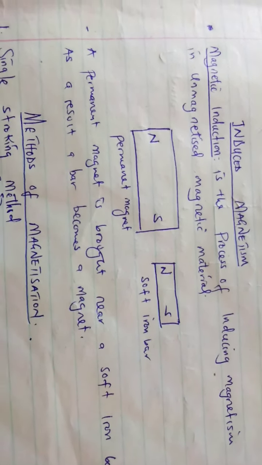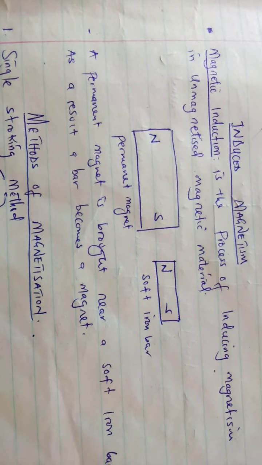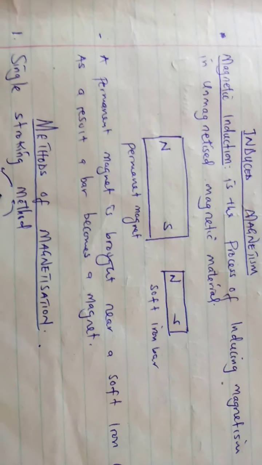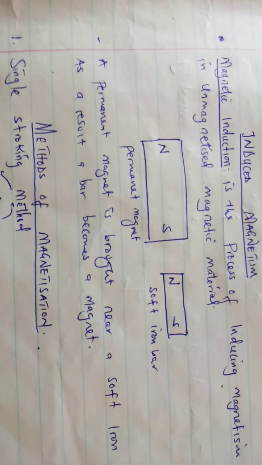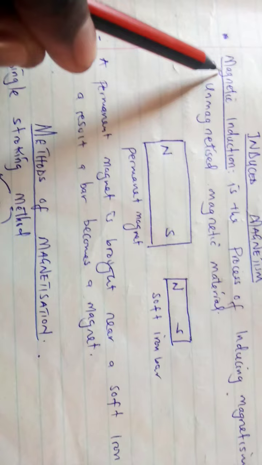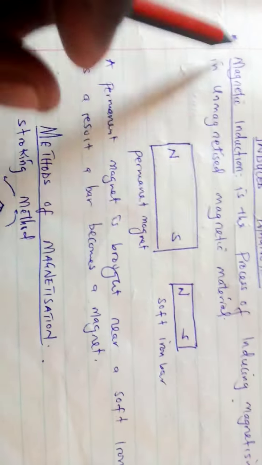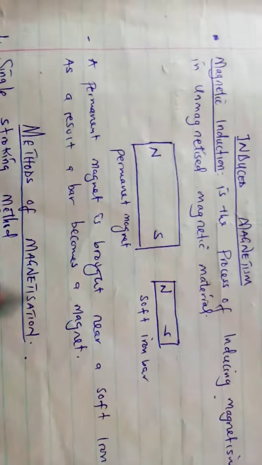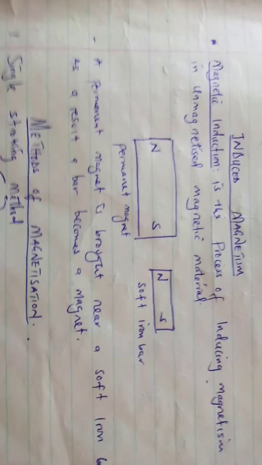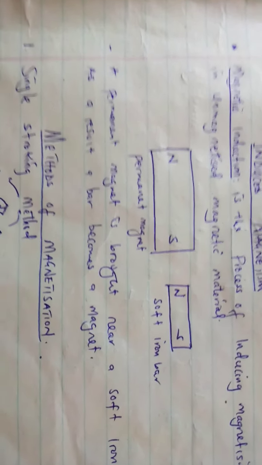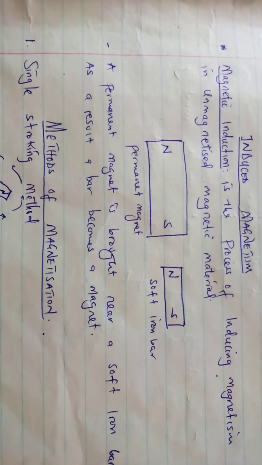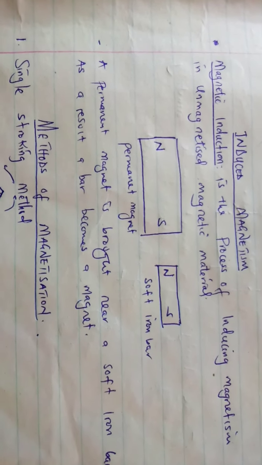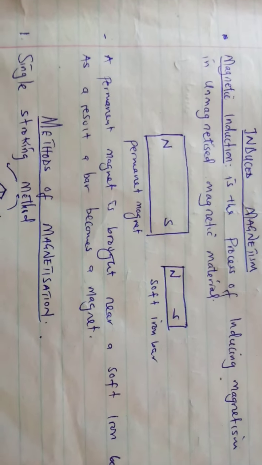All right, so we want to look at induced magnetism, which will be coupled with methods of magnetization and demagnetization. So this word induce, which is also known as magnetic induction, simply means to make a magnetic material become a magnet. So it's the process of inducing magnetism in an unmagnetized magnetic material.